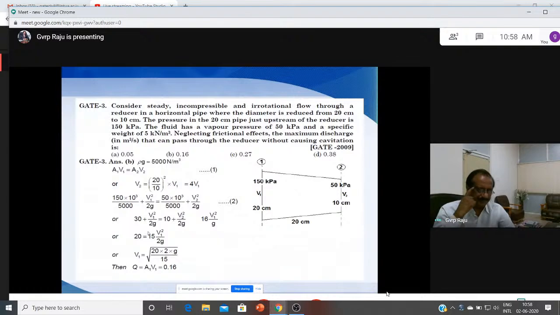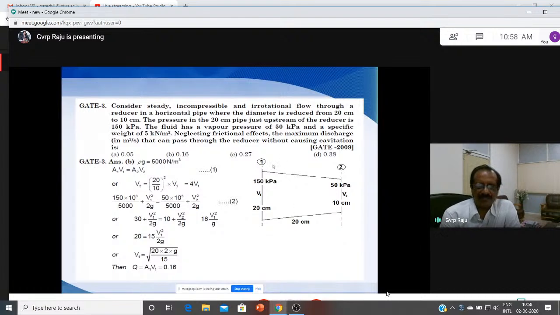And third problem. Consider the steady flow of irrotational flow. So that is Bernoulli's equation, and he is saying that you can apply Bernoulli's equation. Consider steady incompressible and irrotational flow through a reducer in a horizontal pipe.